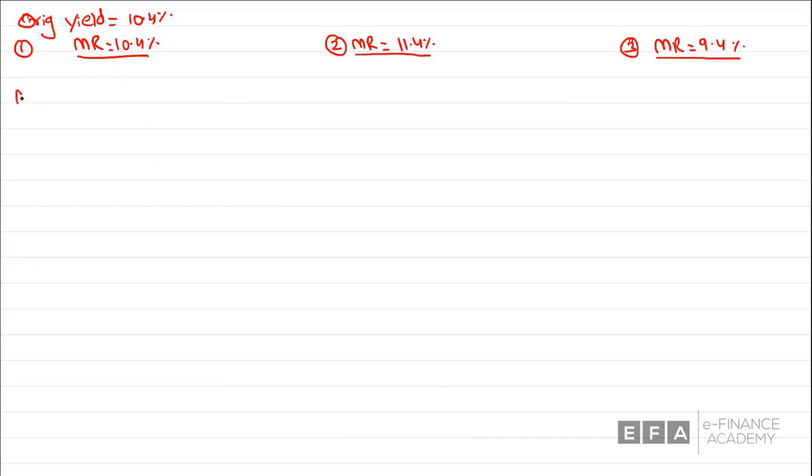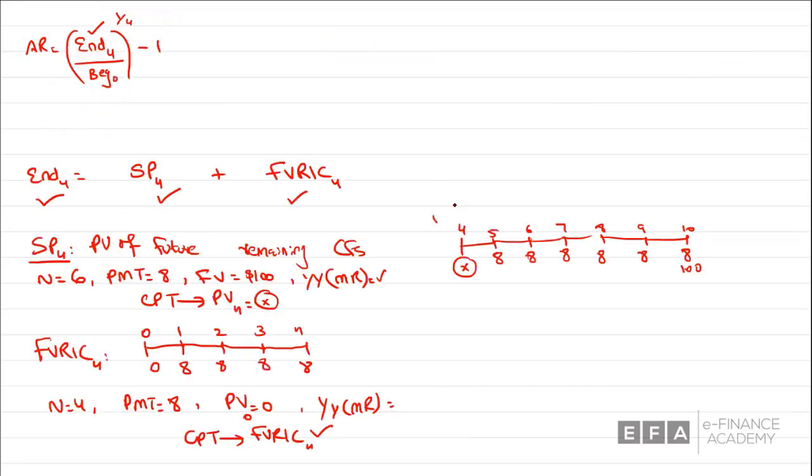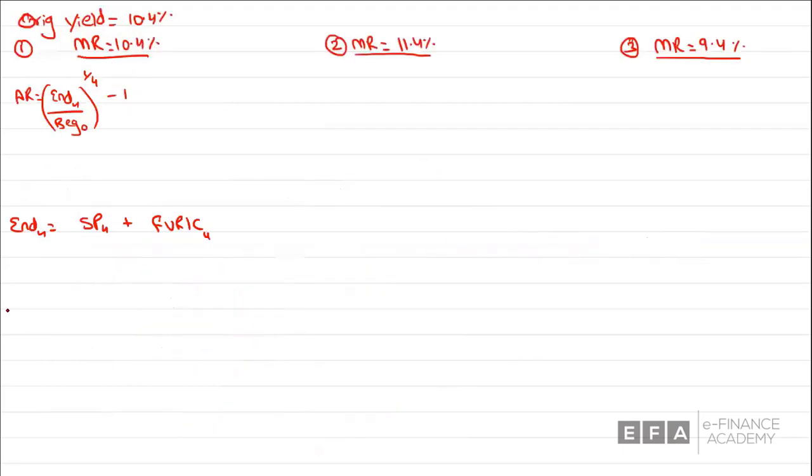So here's how we'll get the actual return, which is ending value over beginning to the power of 1/4 minus 1. We know that ending value is SP4 plus FVRIC, future value of reinvested coupon. I've already shown the timeline to you, so I'm not going to draw that again. All you would do is plug in the same numbers.